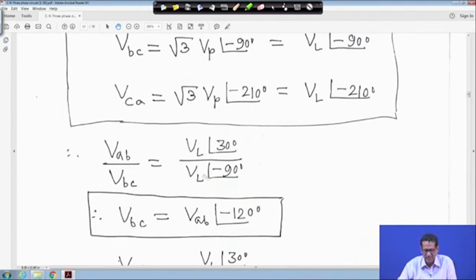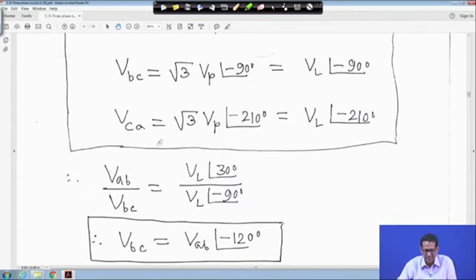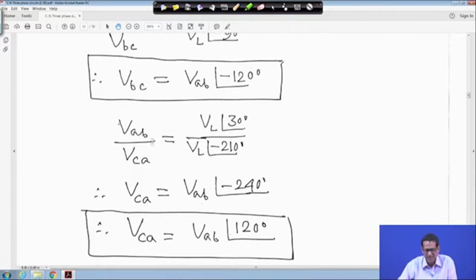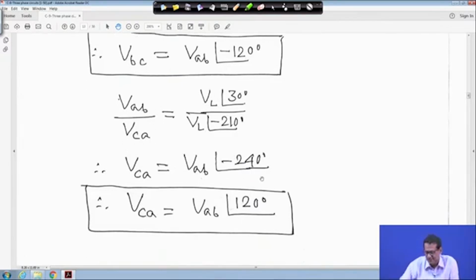Now, if you divide VAB by VBC, it is VL angle 30 by VL angle minus 90, which gives 120 degree. So, VBC is equal to VAB angle minus 120 degree. Similarly, if you take VAB upon VCA, you get VL angle 30 by VL angle minus 210 degree, so VCA is equal to VAB angle minus 240 degree, or adding 360, the other way, VCA is equal to VAB angle 120 degree.